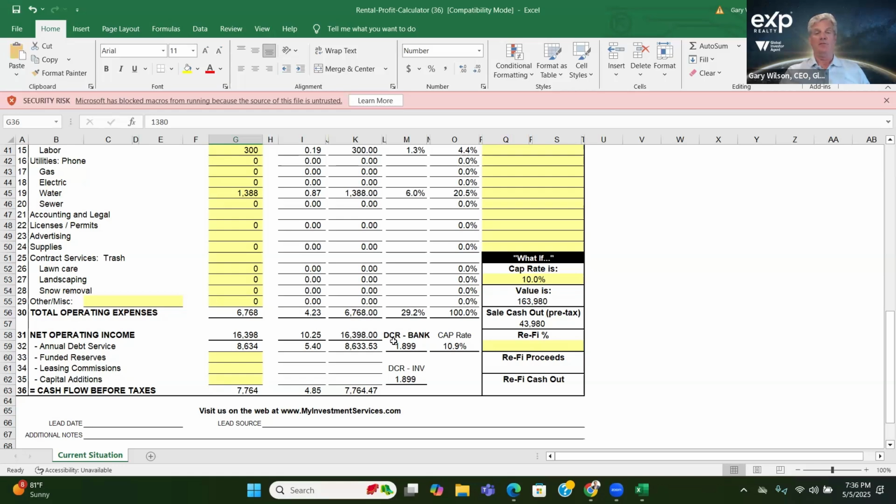By the way, DCR stands for debt coverage ratio. What banks look for is typically a minimum of 1.2 or 1.25, depending on the bank, and that's in good times.